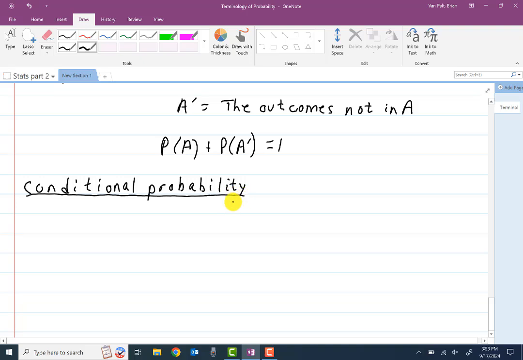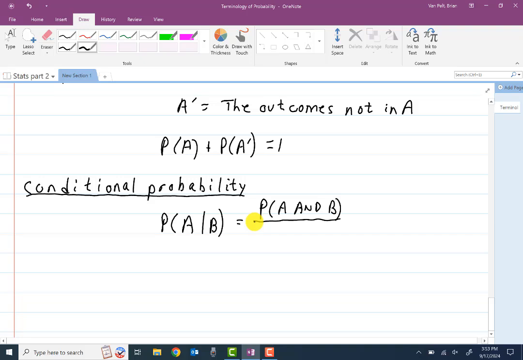The notation looks like this. P, and then I'll write something like this: A vertical bar B, or A slash B, or whatever. This equals the probability of A and B. This is a formula that you're going to want to write down and keep with you.